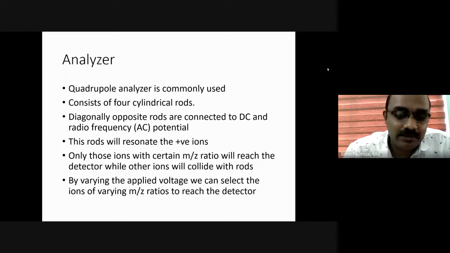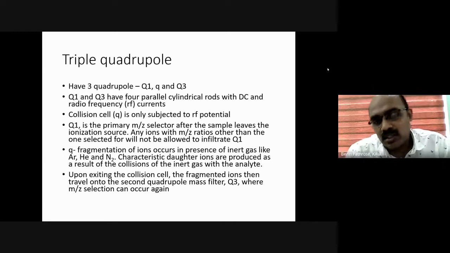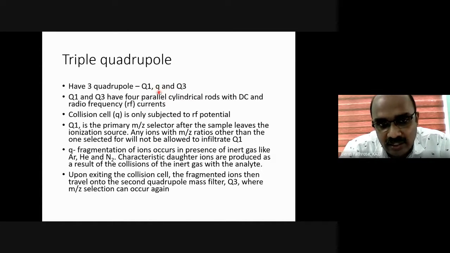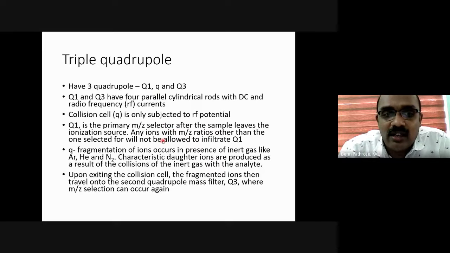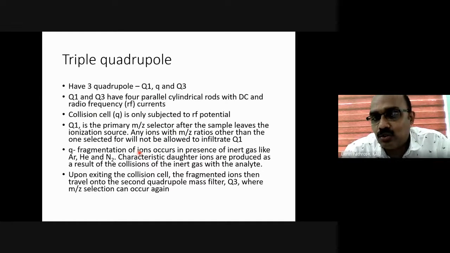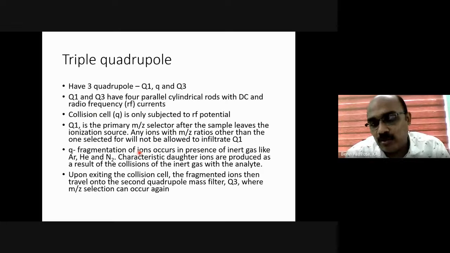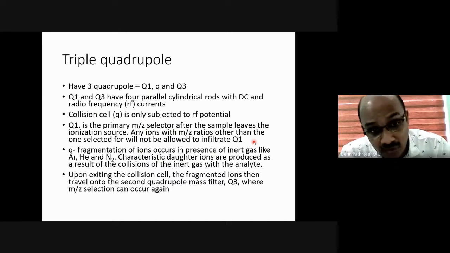That's what we discussed. In triple quadrupole, we have three quadrupoles. Actually, the second part is not a quadrupole. That's why it is given in small q: Q1, q, and Q3. Q1 and Q3 are four parallel rods, with DC and the same thing which I have discussed. Q1 is the primary m by z selector after the sample leaves the ionization. So any compound with that particular m by z ratio will pass the first quadrupole.